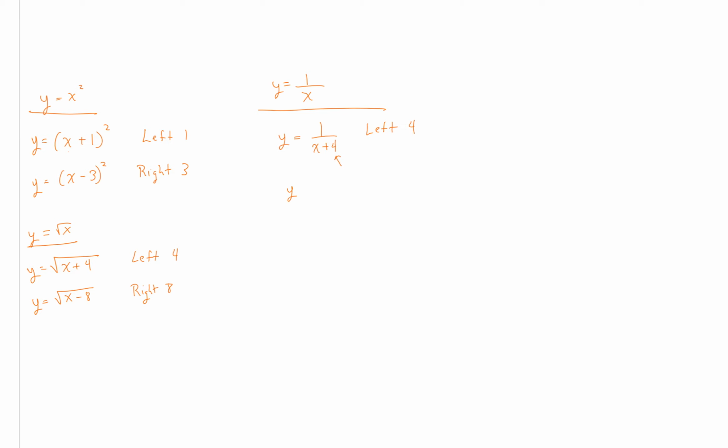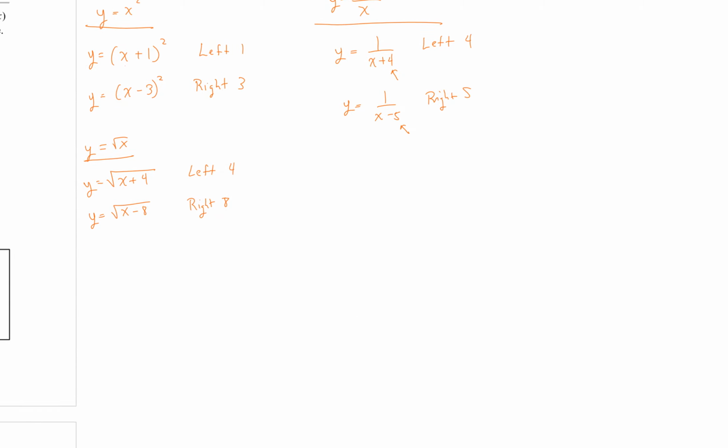What if I say y equals 1 over x minus 5? Then this is going to go to the right 5 units because it's subtracting. Now I'm going to give you a tougher one. You guys ready? Let's do a different equation.